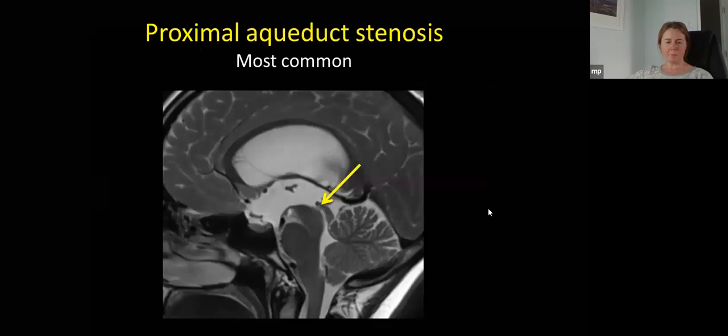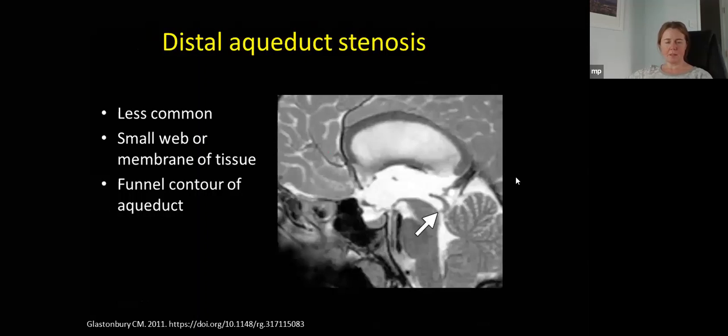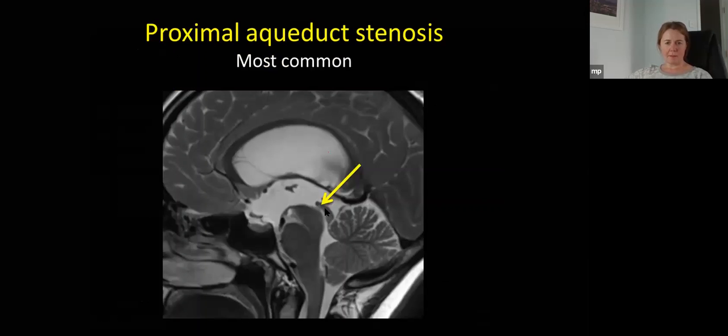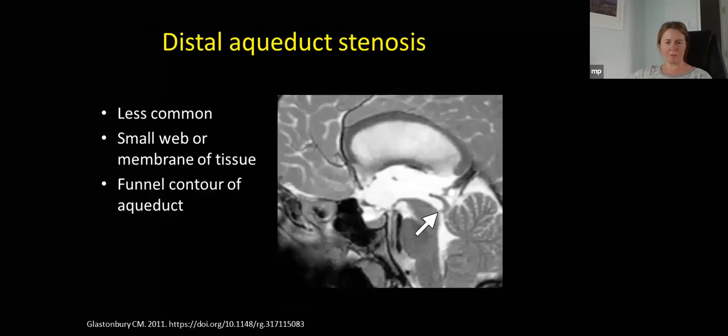So here we are, the best plane for looking at aqueduct stenosis is the sagittal plane. And you can see here this tiny little web at the superior aspect of the aqueduct here. You'll notice in this one that the proximal aqueduct is not enlarged because it's a proximal web. If you have a distal aqueduct stenosis, which is much less common, you'll see this funnel shape of the proximal aqueduct being enlarged.